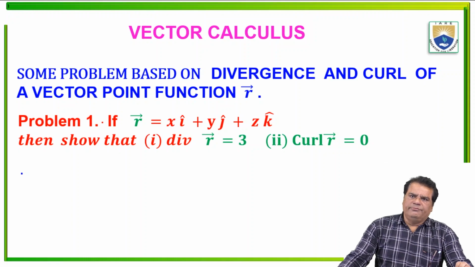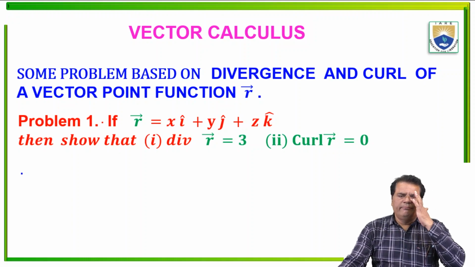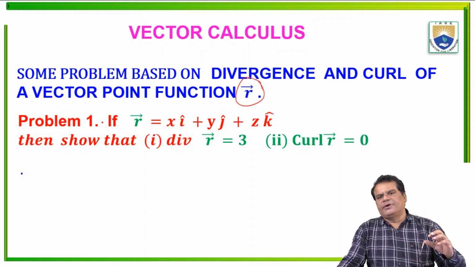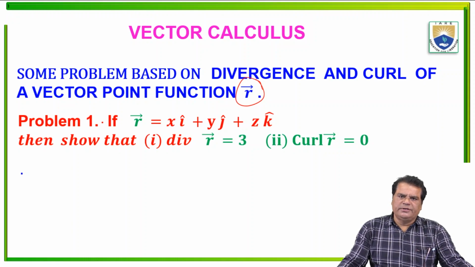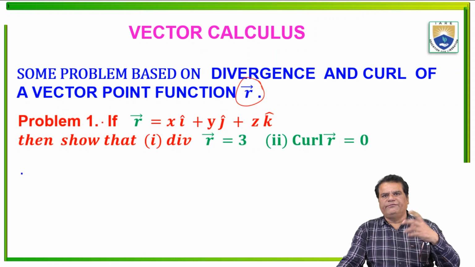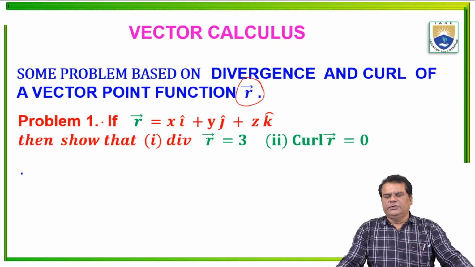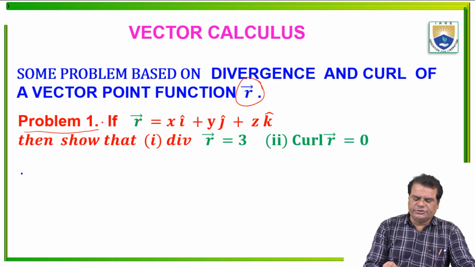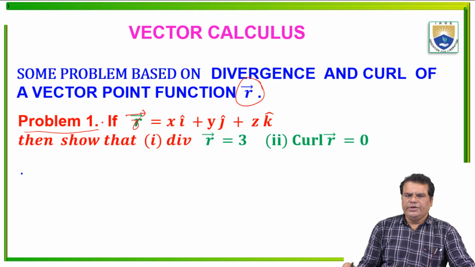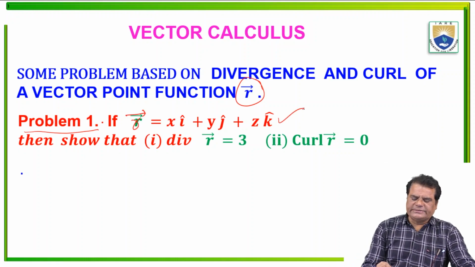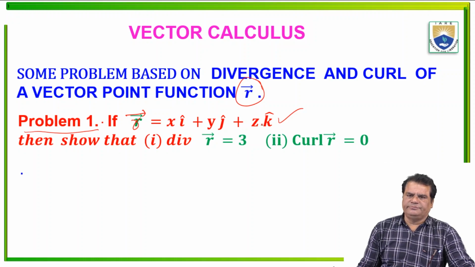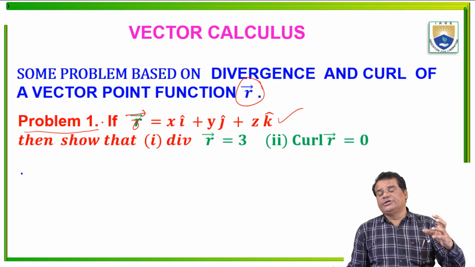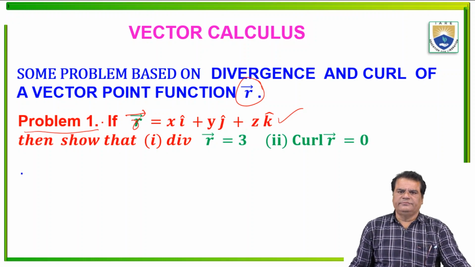Some problems based on divergence and curl of a vector point function vector r. So here I am solving some problems based on these two topics. The topic is divergence and curl of a vector point function. Okay. So now problem 1 is a very easy problem. If vector r is xi plus yj plus zk. R is given. R is a vector point function. R is the position of a point in three-dimensional geometry.